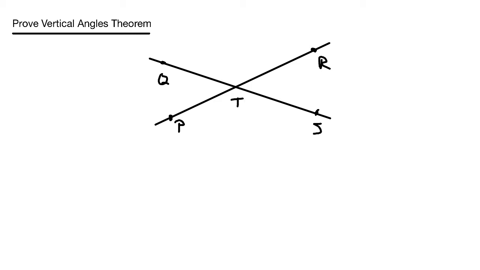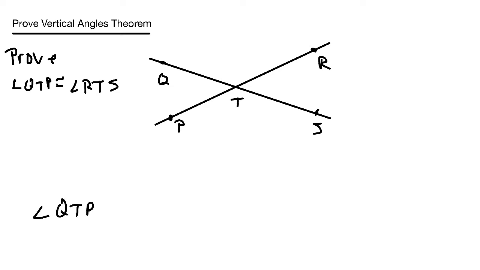And then I will tell you specifically, prove that angle QTP is congruent to angle RTS. Now, in this example, that's what I chose. Show that those two are congruent to each other. I could also ask you to prove to me that angle QTR is congruent to angle PTS. So you have to be prepared for any possibility.